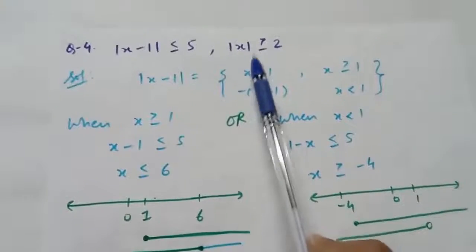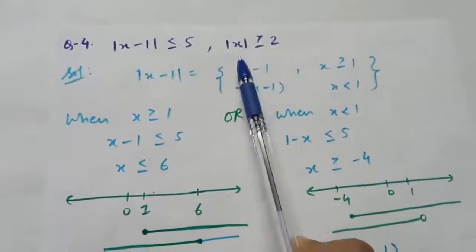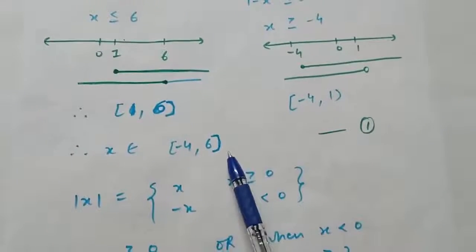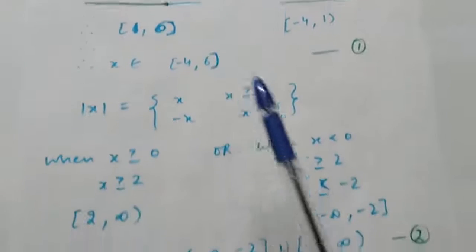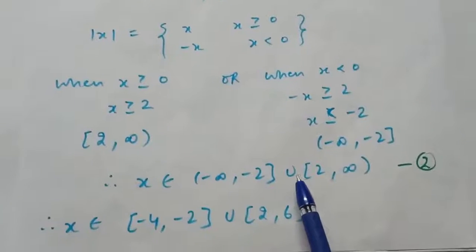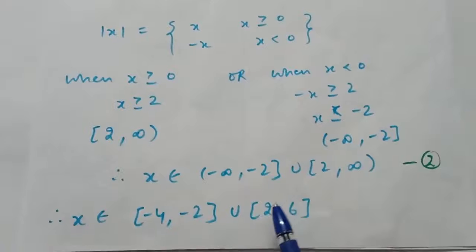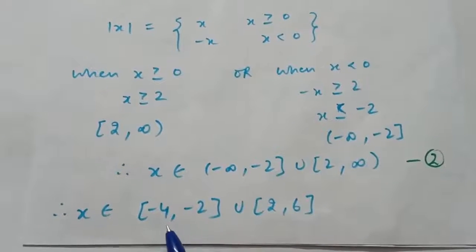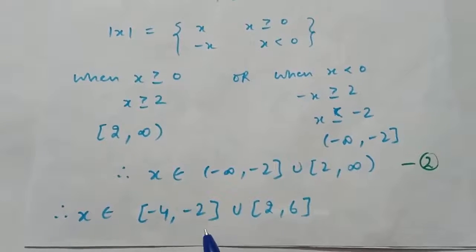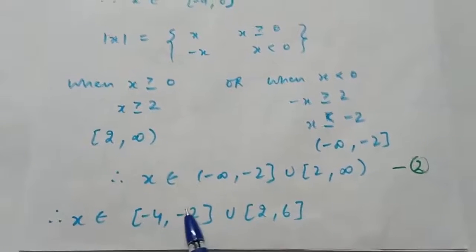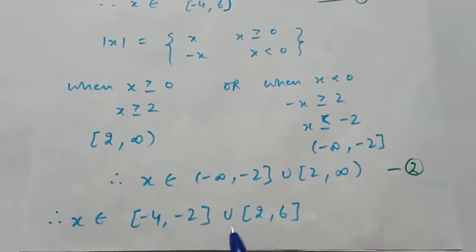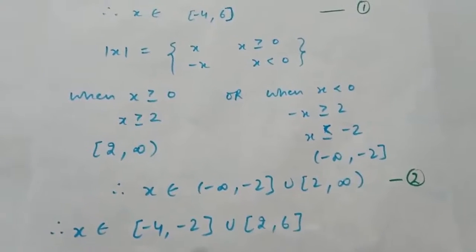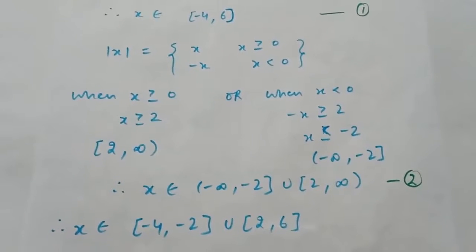Now for these two inequalities, we have to take the intersection of the solutions of these two inequalities. So this is the solution of the first, minus 4 to 6, and this is the solution of the second. When you take the intersection, you will get the final answer that x belongs to minus 4 to minus 2 with closed brackets on both sides, union 2 to 6. You can check their intersection by making the number line.